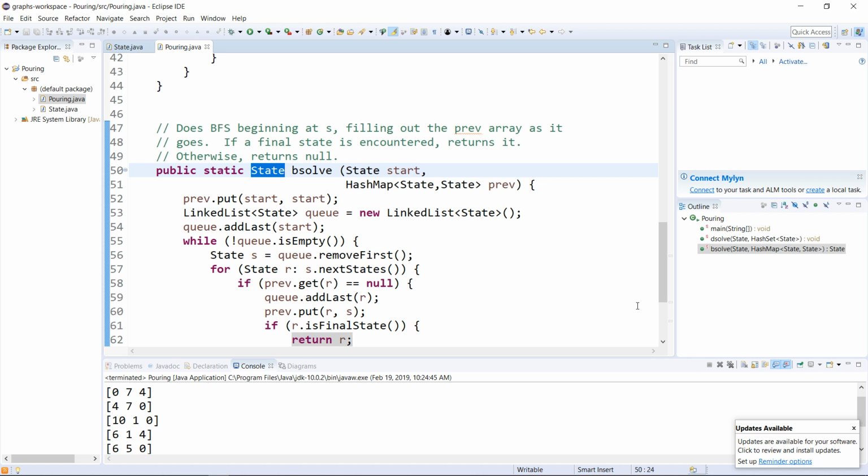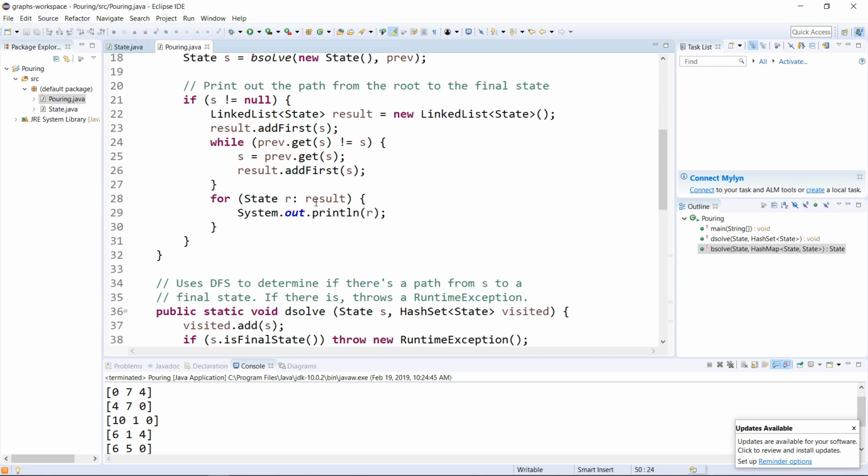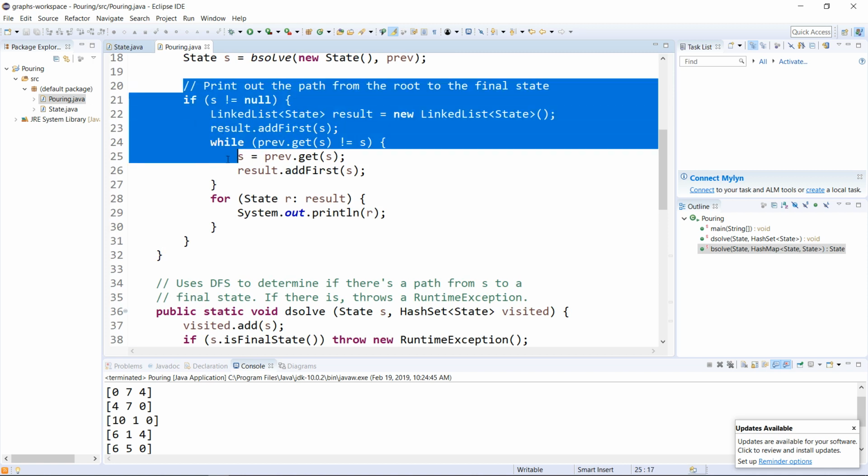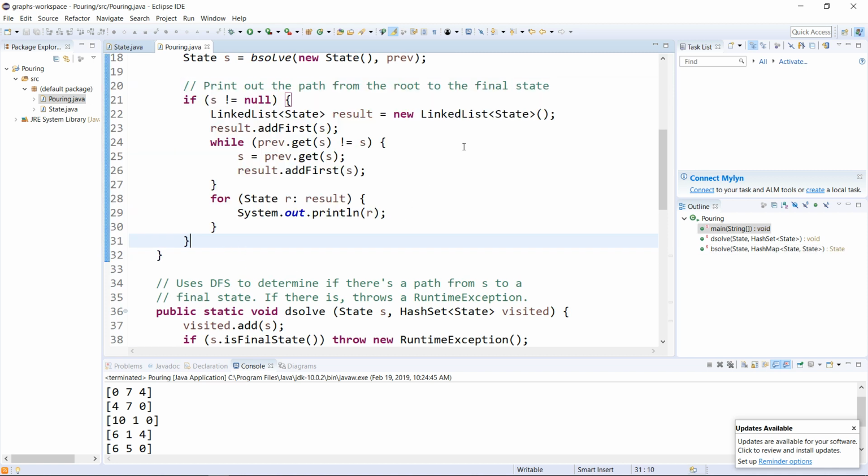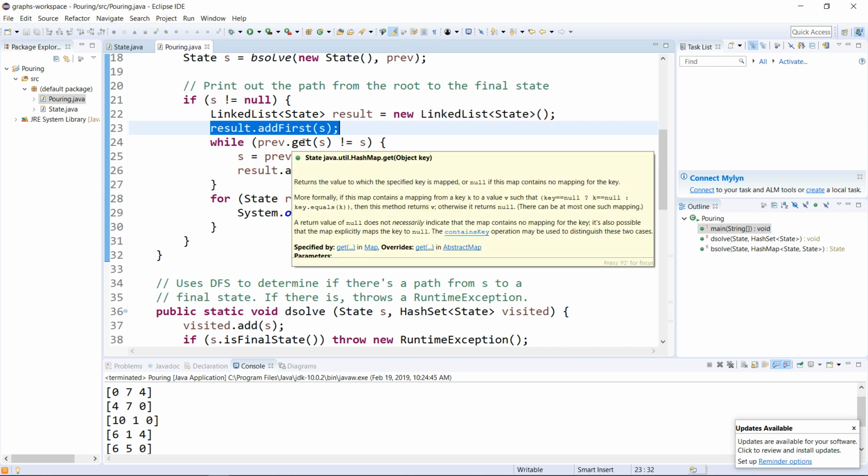So what's it going to take to reconstruct the path? Right? We just go to the previous array. We start with this state. We see who its parent is. And we walk our way back to the original start state. And that code is sitting right here, where it says print out the path from the root to the final state. So it creates a linked list of states. It adds S, which is the final state that we found. And then it just works backwards in the previous array, finding parent, parent, parent, parent, until it gets back to the original root.